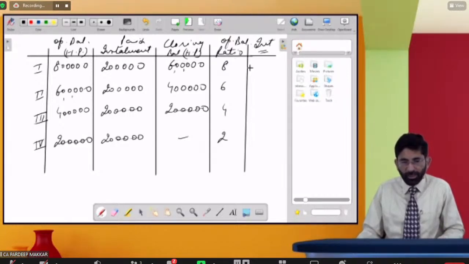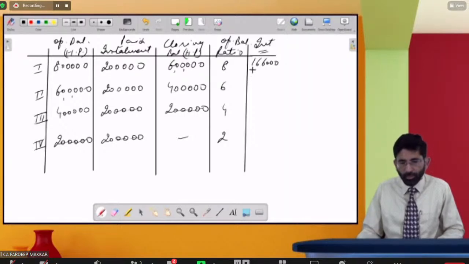So the total interest is 1,66,000 into 8 by 20, 1,66,000 into 6 by 20, 1,66,000.